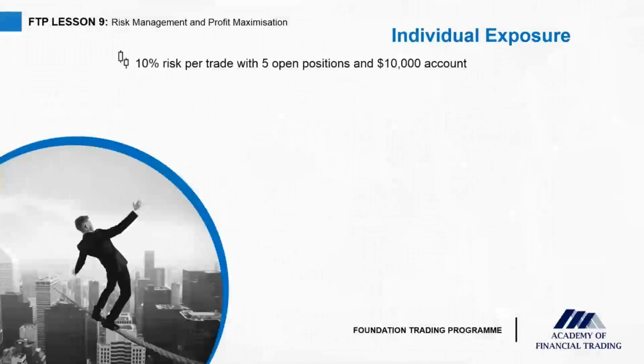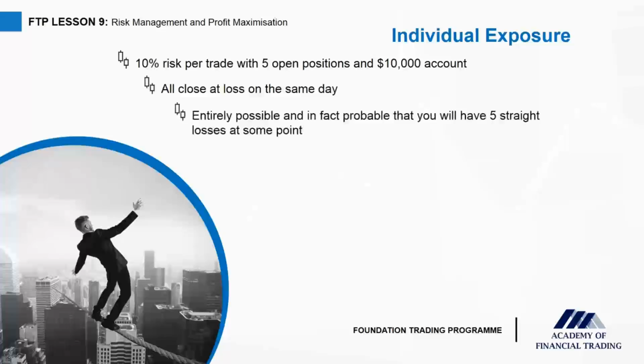Let's do some examples. Let's imagine that you were risking 10% per trade, and you had 5 open positions and a $10,000 account. Imagine everything closed at the exact same time at a loss on the same day. Let's imagine everything goes against you at the exact same time in one day. Now, what is the value of your account? Where do you think it is? What's the new value of your account?